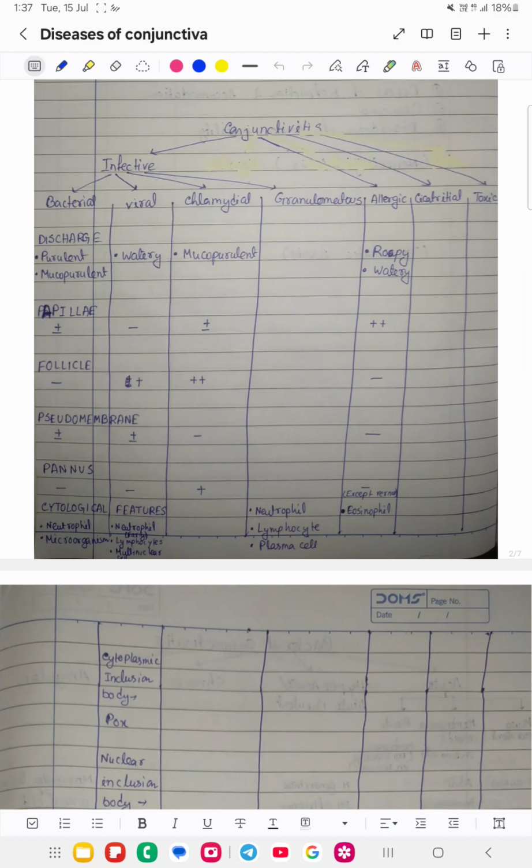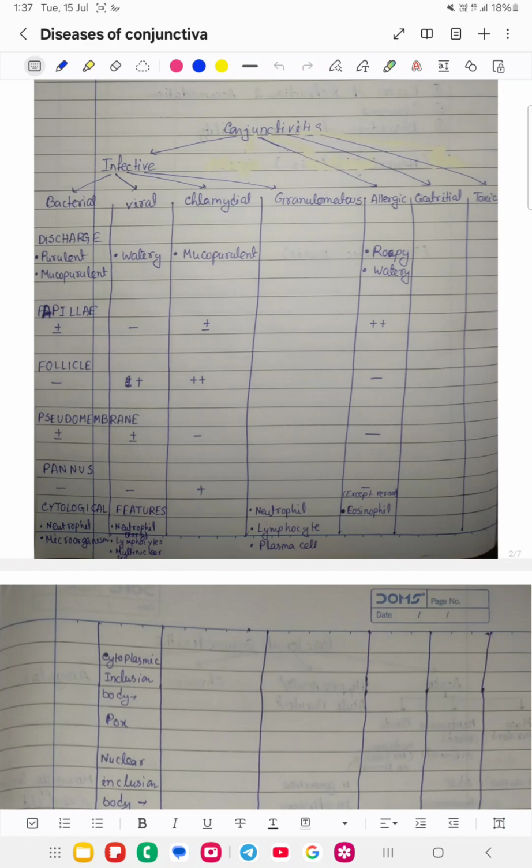Now, depending upon the etiology, conjunctivitis can be infective, allergic, cicatricial, or toxic. Now, again, infective conjunctivitis can be divided into bacterial, viral, chlamydial, or granulomatous conjunctivitis. Now, in recent times, questions are case based.